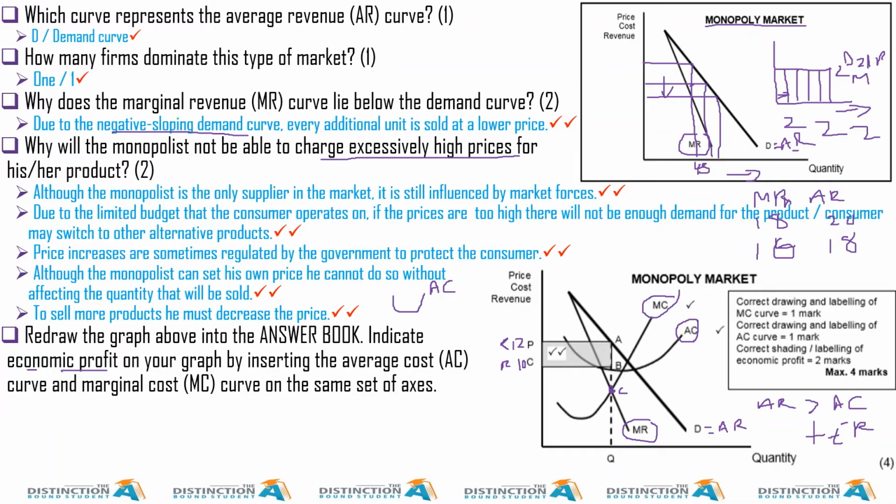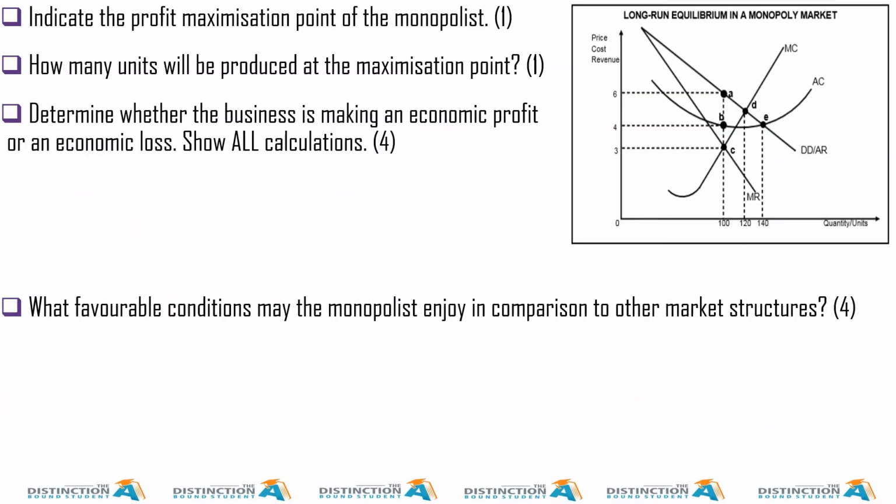And in my case, what is the economic profit? It is 12 minus 10, which is equal to 2. And if the output is 10, then we say times 10, so it's 20 rands. As easy as that. Let's go to the next question.